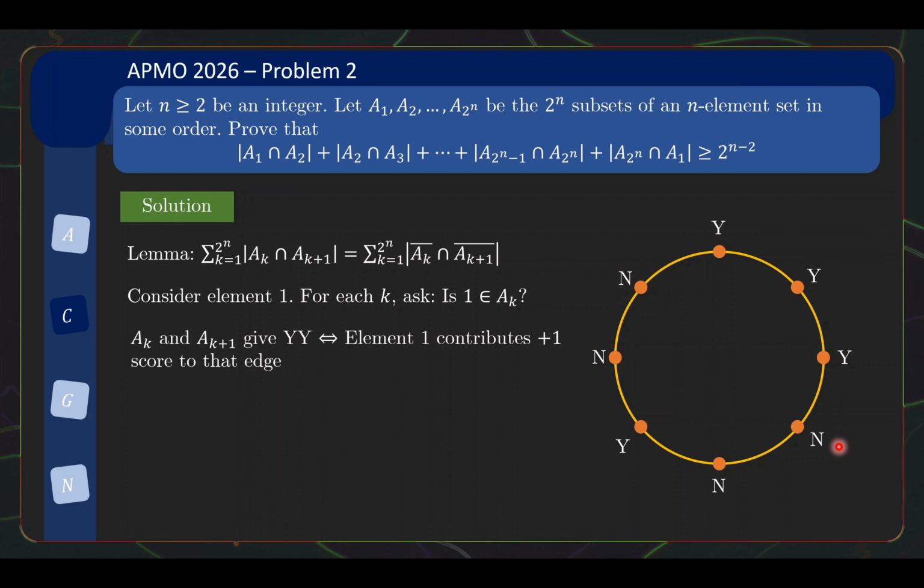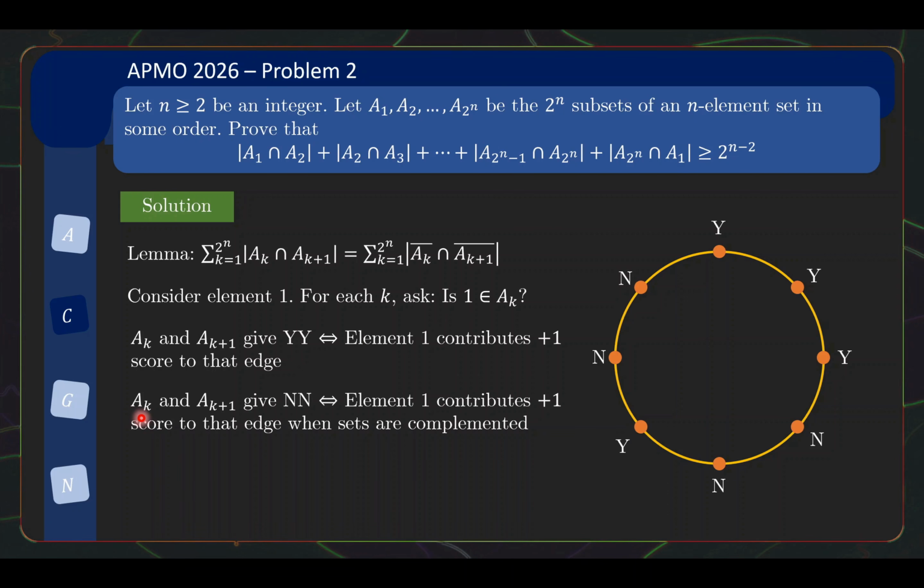Okay. Notice that if both A_k and A_(k+1) give yes, yes, so that means there's an adjacent yes, yes, then element 1 will contribute plus 1 score to that edge. Because element 1 will be in both A_k and A_(k+1), so in the intersection, it will actually contribute a count of 1 to this intersection. Okay, so yes, yes, the edge will be plus 1 from element 1.